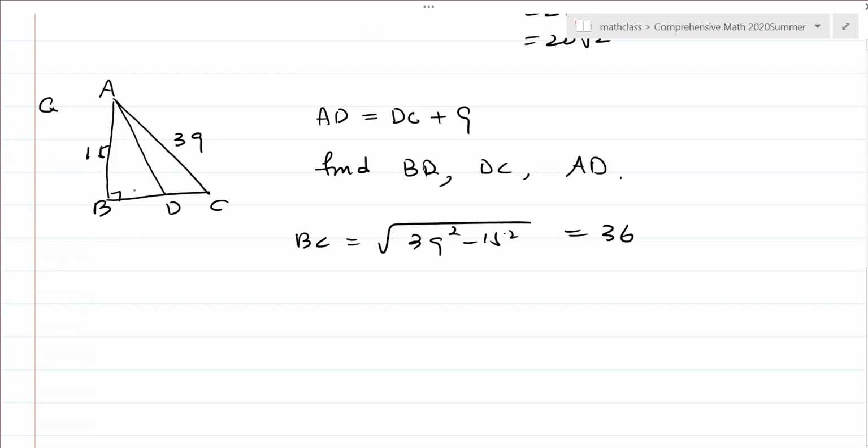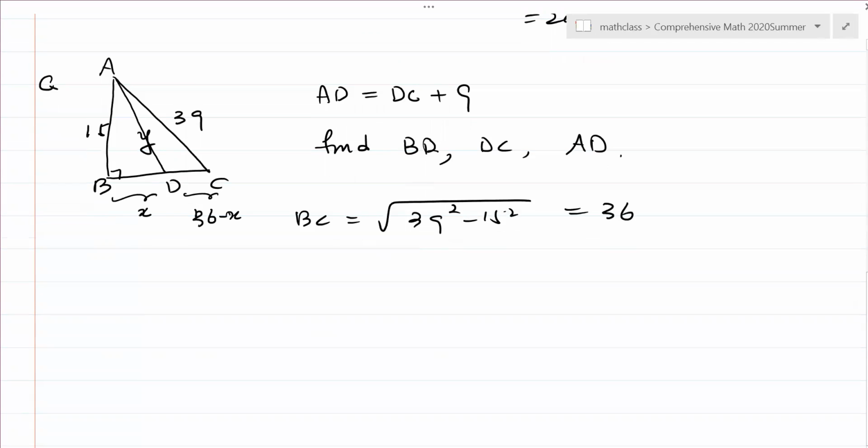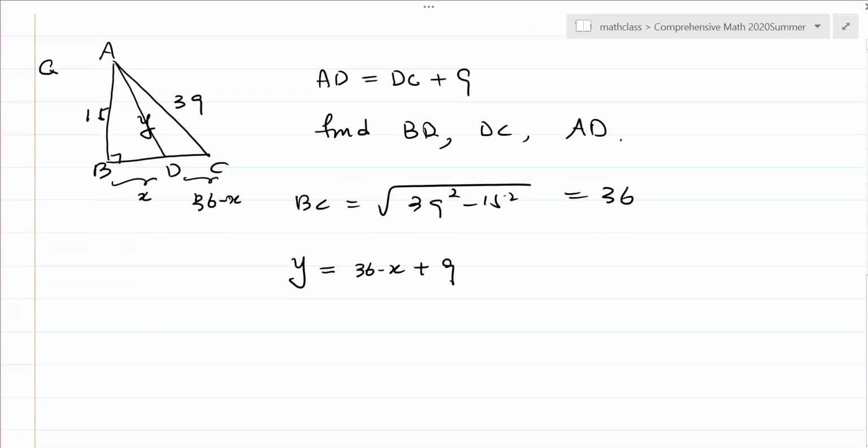Now if you want to find the BD, this is called X, and this will be 36 minus X. And the AD I call Y. So I know that Y is going to be 36 minus X plus 9. Then I need another equation because this equation has two variables. So what is another equation? Another equation will be 15 squared plus X squared is going to be Y squared. What do you have to find? You find the BD, right? Find the X. Then it's simple now.